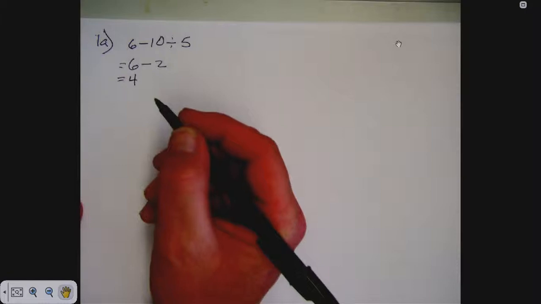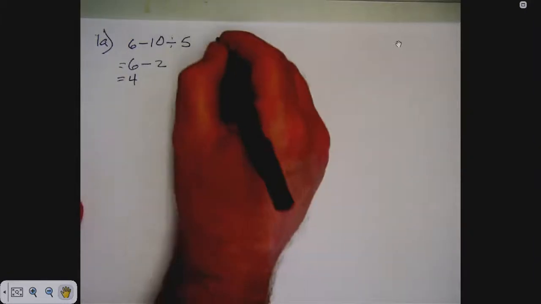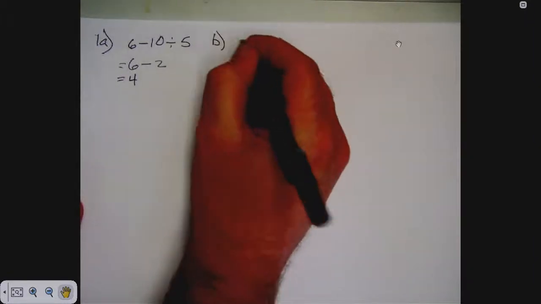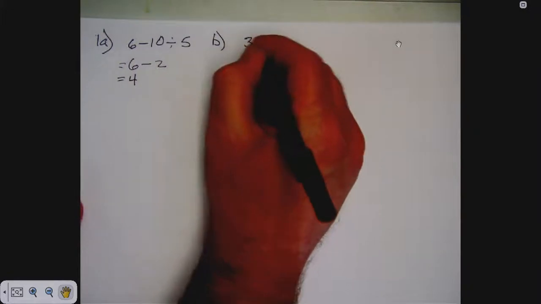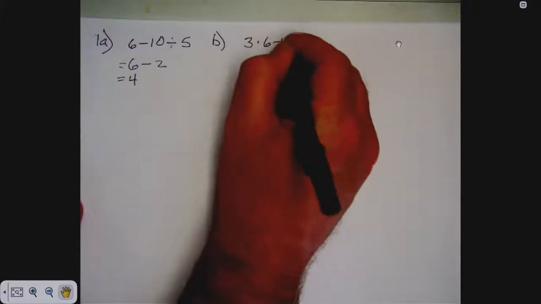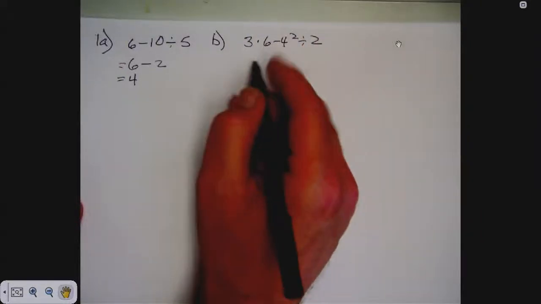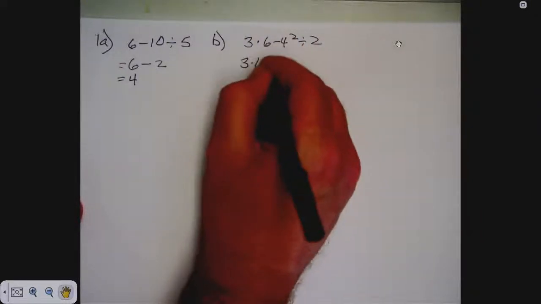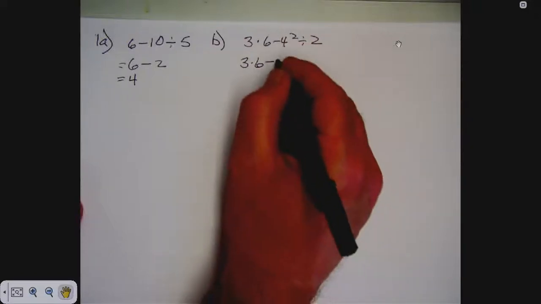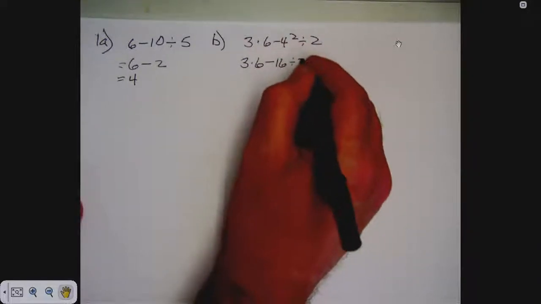So the first answer should be 4. For B, I'm going to go 3 times 6 minus 4 squared divided by 2. I'm going to do the exponent first. So I got 3 times 6 minus 4 squared. 4 times 4 is 16, divided by 2.